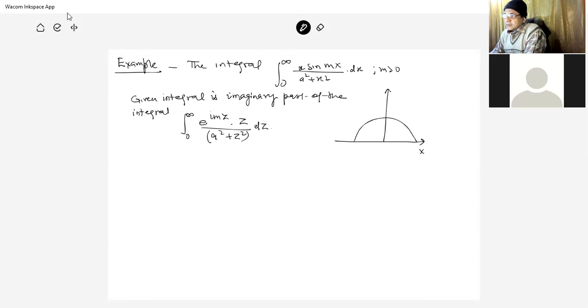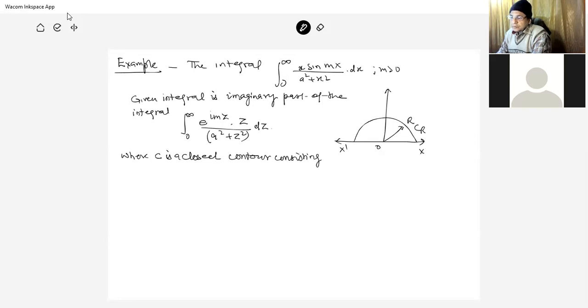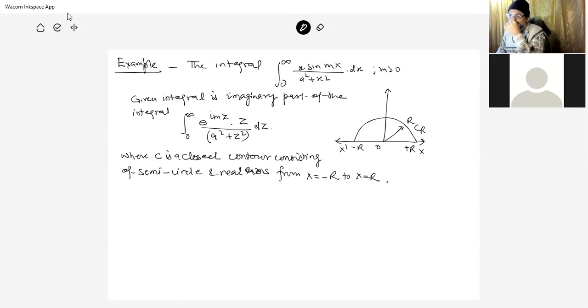This is x, this is 0, here it is r, on this contour, where C is a closed contour consisting of a semicircle and the real axis from x is equal to minus r to x is equal to r. This is minus, this is plus. Solution.